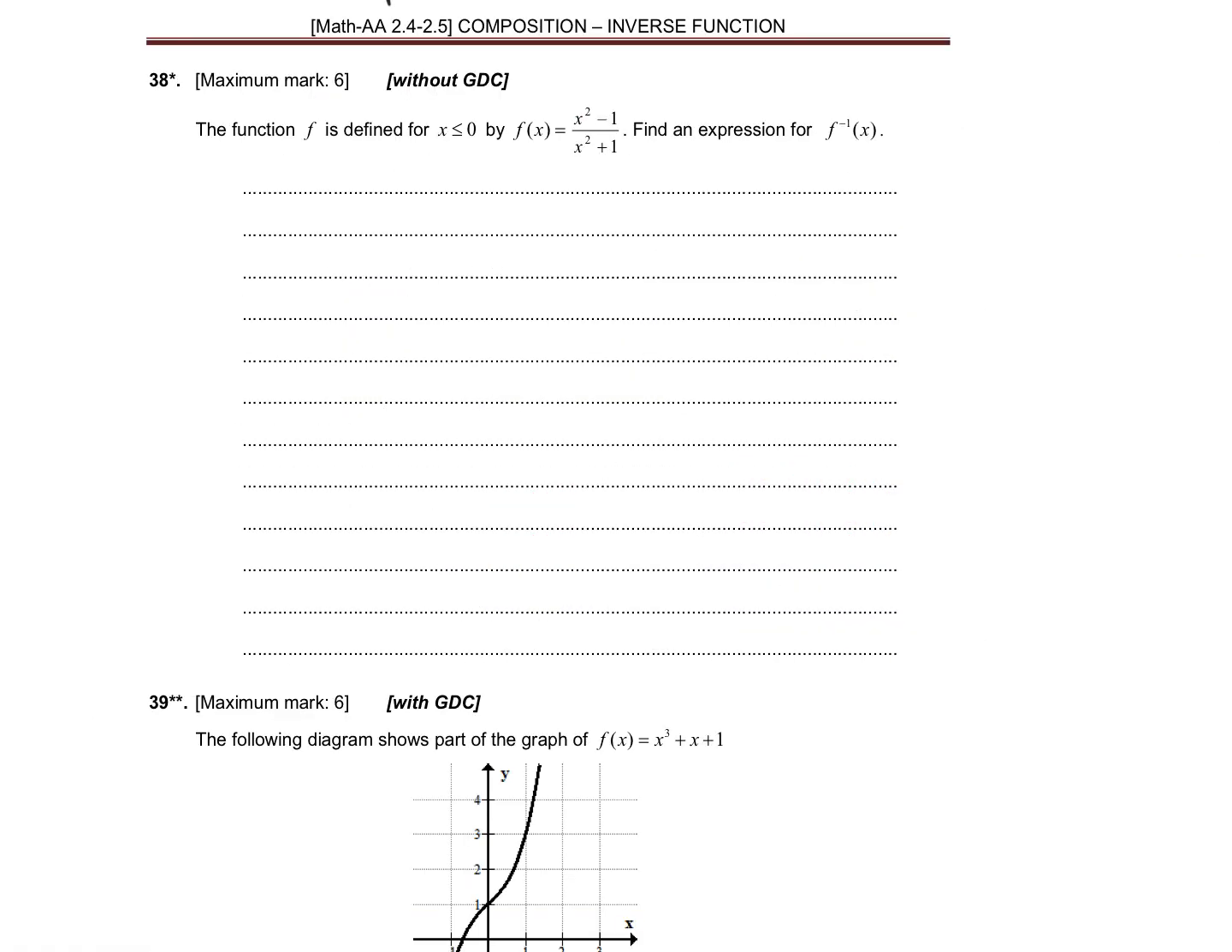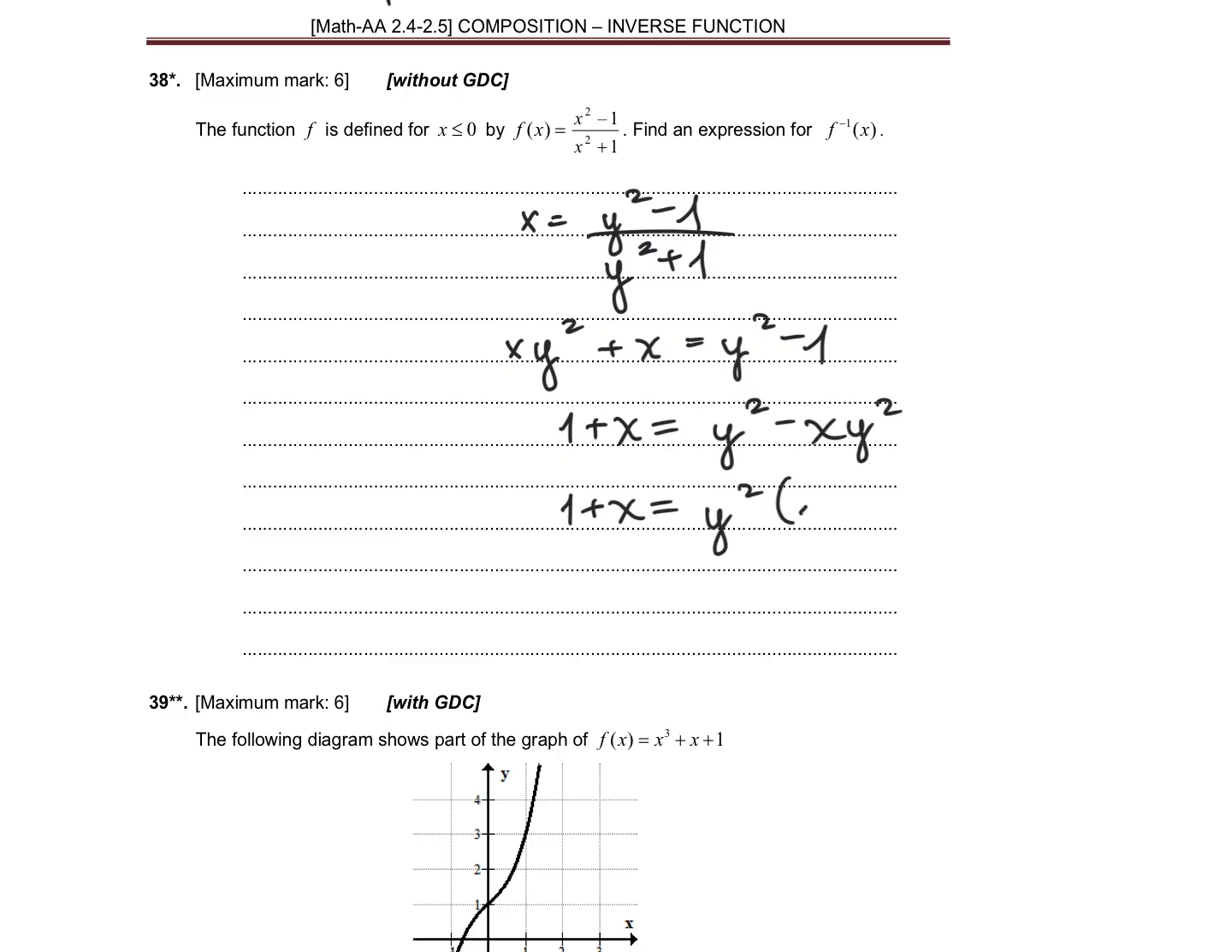All right, 38. Define for x less than or equal to 0, f at x, find the expression. Okay, so we have x equals y squared minus 1 over y squared plus 1. And then cross multiplying, xy squared plus x equals y squared minus 1. Y's to one side, everything else to the other. So we're going to have 1 plus x equals y squared minus xy squared.